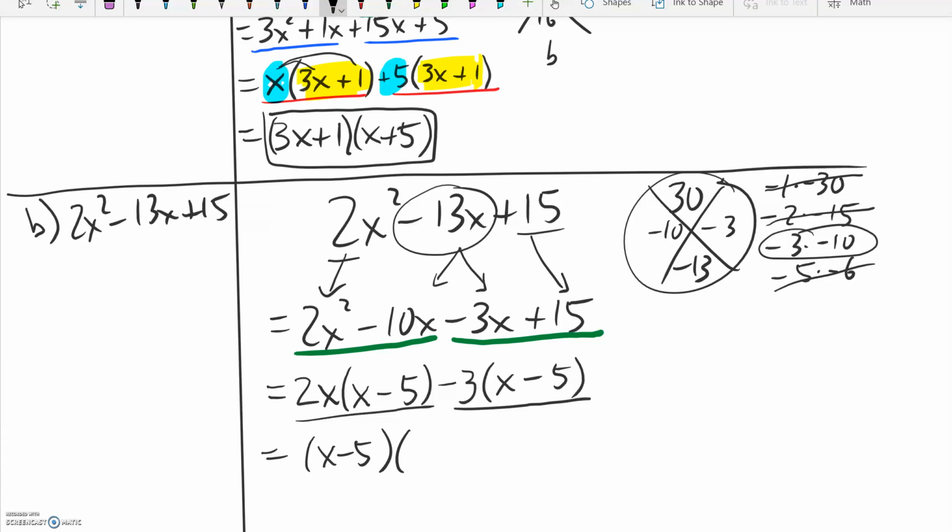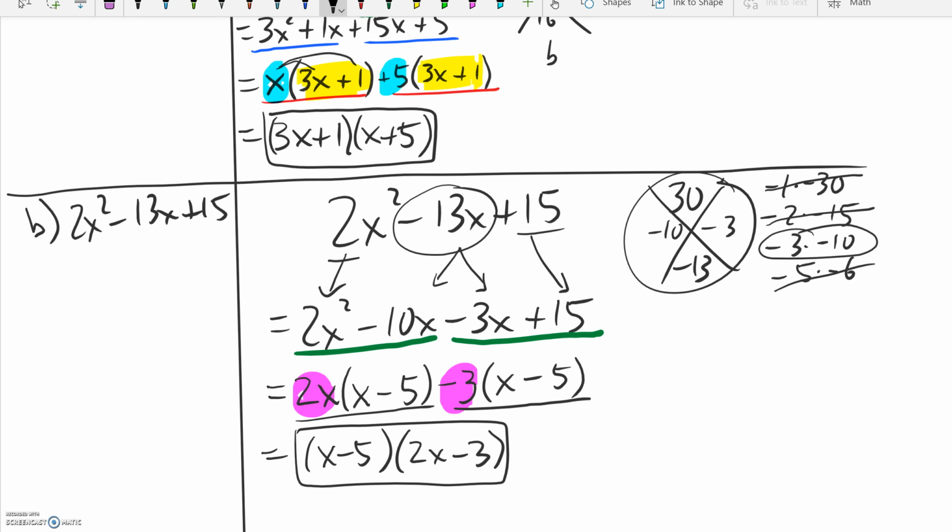And then the leftovers, let's do a little highlighting. Here are my leftovers, that guy and this guy. So that's going to come out. Will not come out. It's going to stay inside the other parentheses, we'll say. And there is your answer. You can double check it.